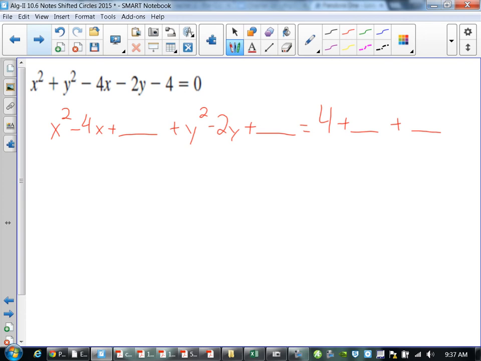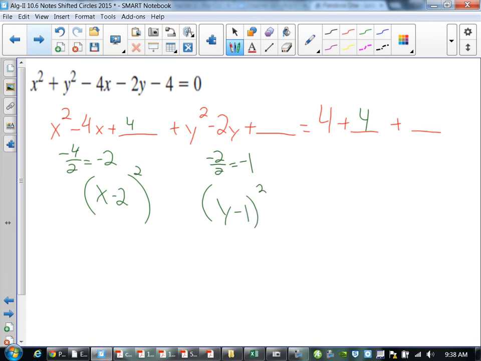Hopefully by now we've gotten somewhat decent at this. Half of -4 is -2, that drops in our parentheses. You square it and you're adding 4 to both sides. We do it again. Half of -2 is -1, drops into your parentheses. Put this with a plus between here. Square -1, you're adding 1 to both sides. And you're done. Where's your center and what's your radius?